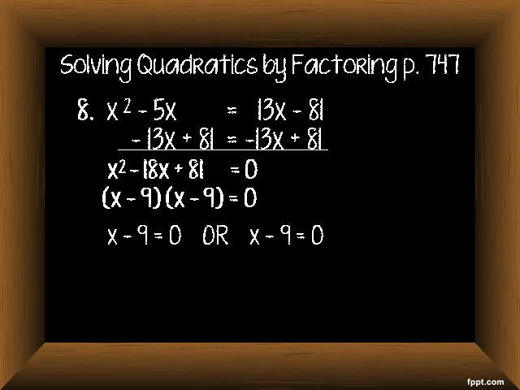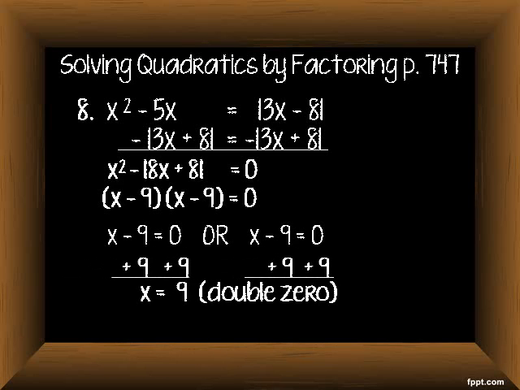Now this is what we call a double root. X equals 9 is our answer both times. So it's a double root or a double 0. You don't have to write it twice. Just write x equals 9 one time. This is just one of the rare occasions where a quadratic equation has one solution instead of two.